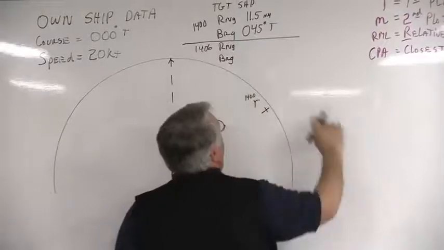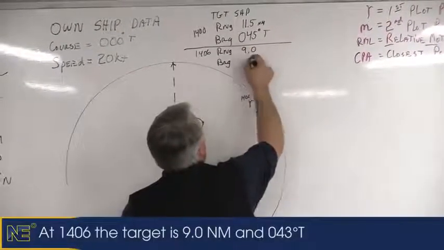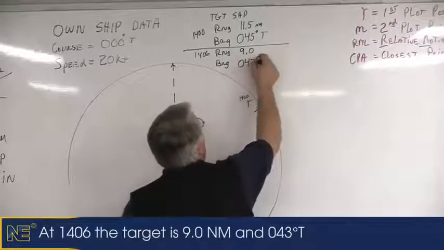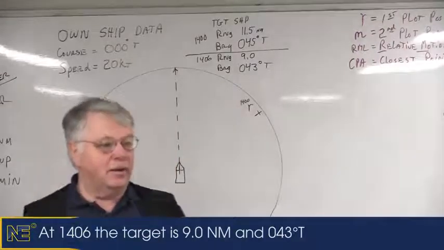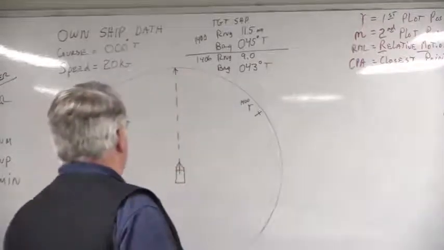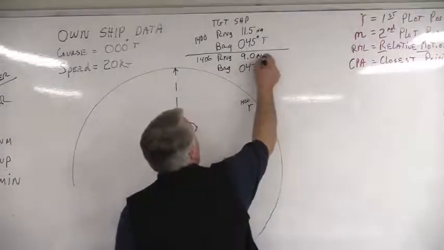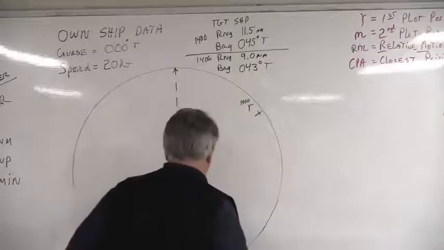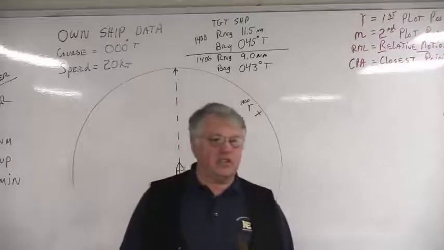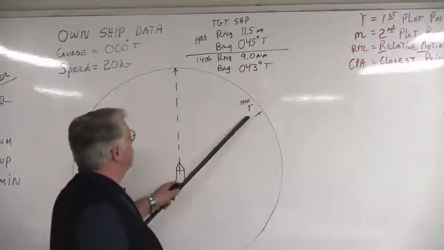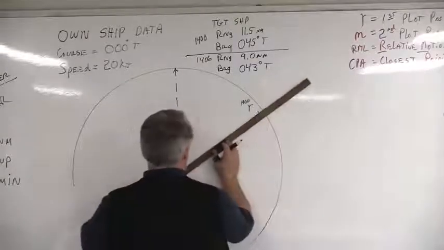Okay? And that range is going to be 9 nautical miles, and the bearing is going to be 043 degrees true. We've just taken a second range and bearing. Okay? It's 9 miles and 043 degrees true. So what do you think we do with that now? We're going to plot that position on our plotting sheet, just like we did with the first one. So we're going to go 043 degrees.